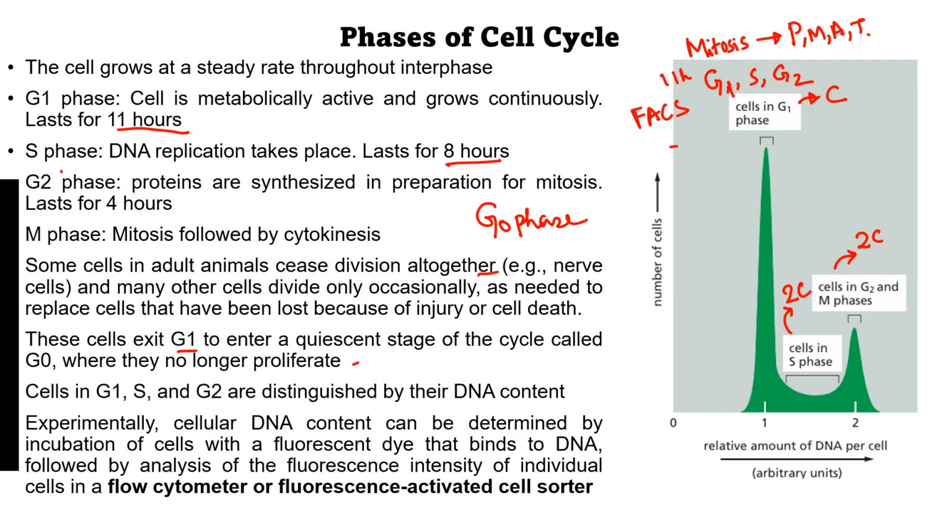So this point is clear, right? Phases of cell cycle. So G1 phase lasts for the maximum duration of time. That is why the number of cells in the G1 phase is higher compared to the S and G2 and M phases. Okay. So the minimum number of cells will be in S phase, while in the G2 and M phases there will be a greater number of cells compared to the S phase. Okay.